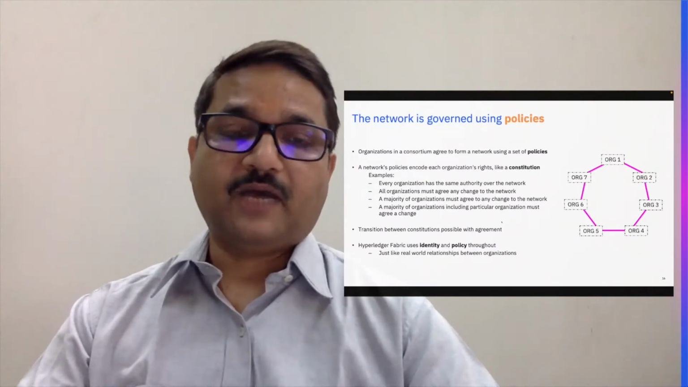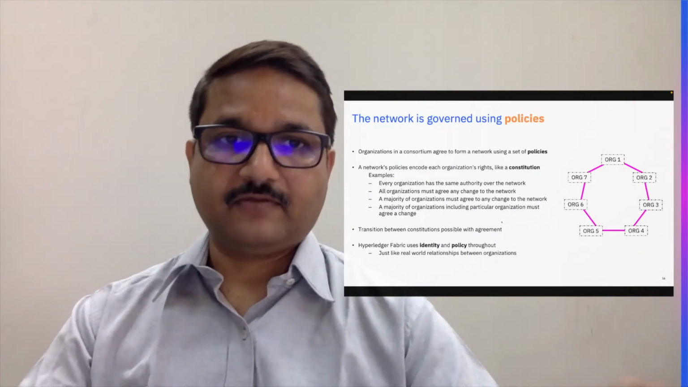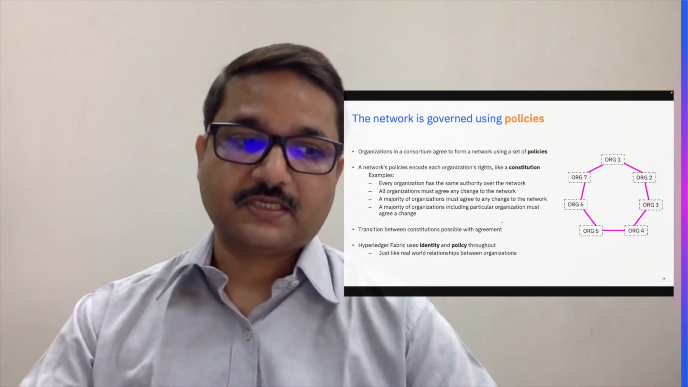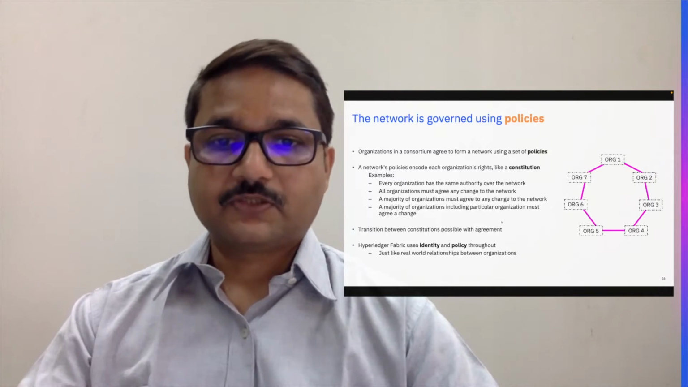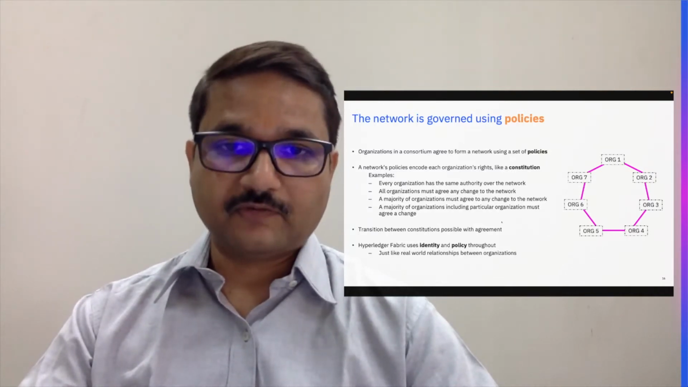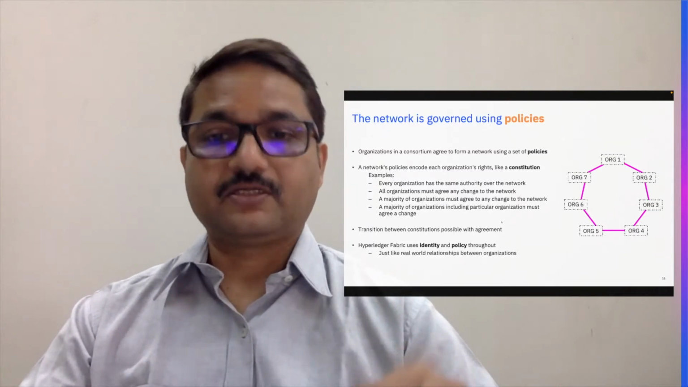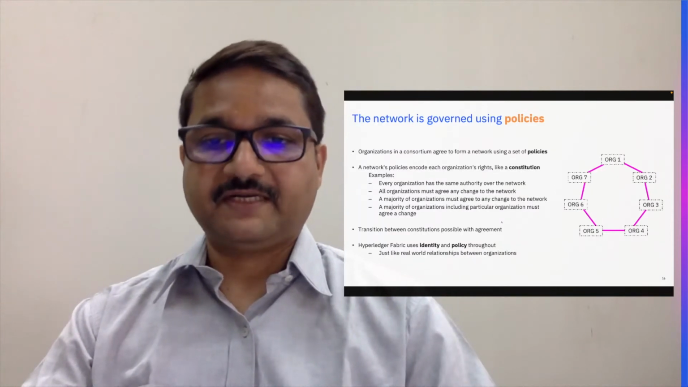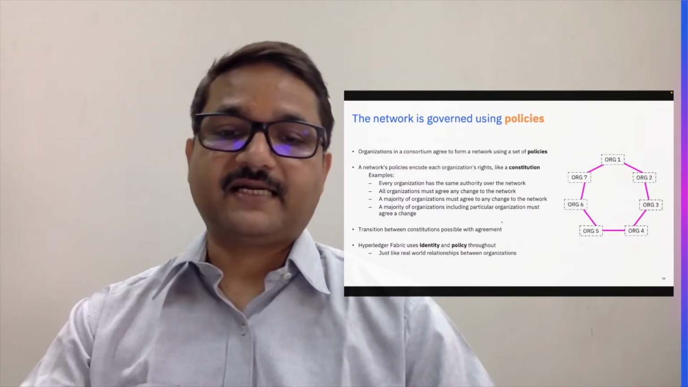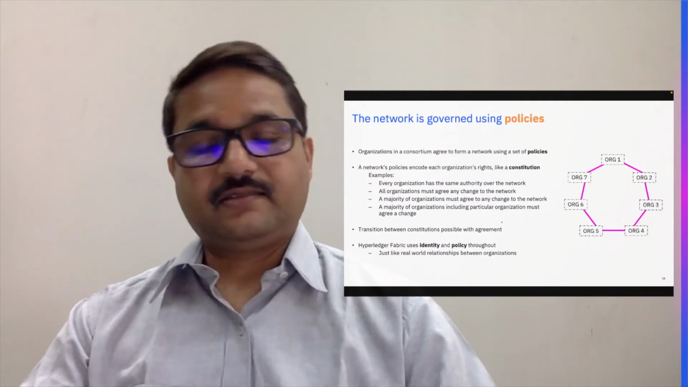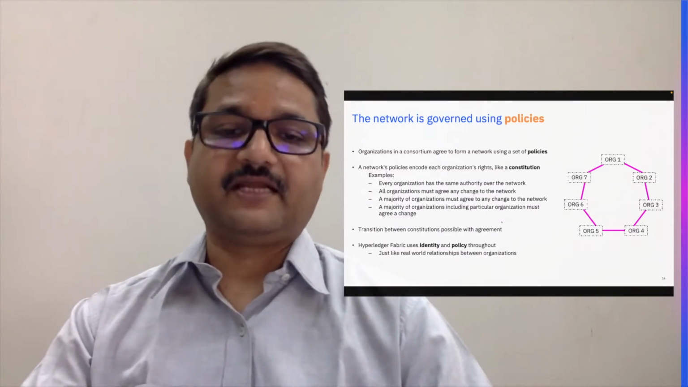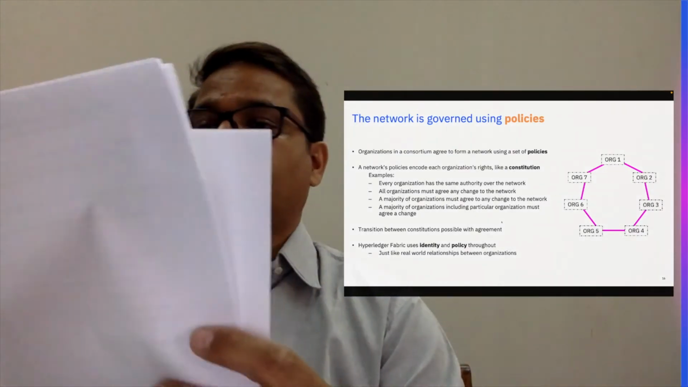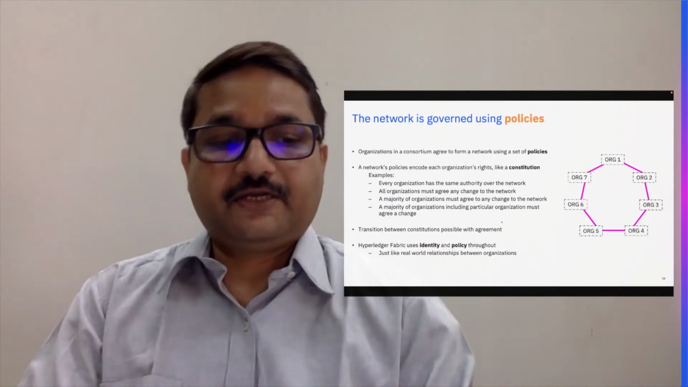So let's say you have a policy in place right now, policy version 1. And let's say there is a change in the business process which requires an update to the policy. Now you have a version 2 of the policy document, and the transition is always possible from version 1 of the policy to version 2. Fabric uses identity and policy throughout, and they are used to define the relationship between various organizations. So it's really important that we understand the various policies that are used in this.